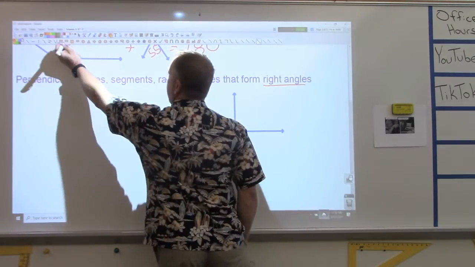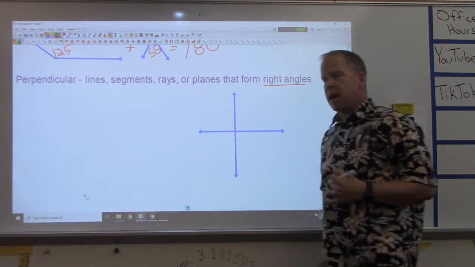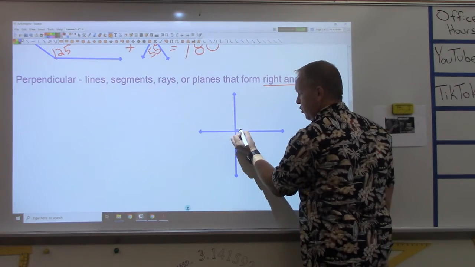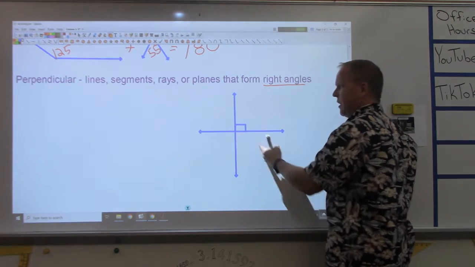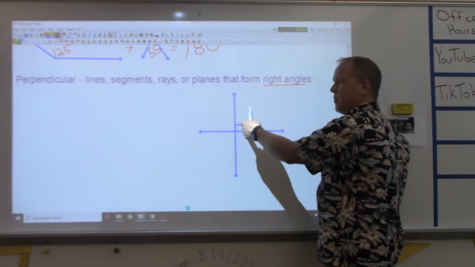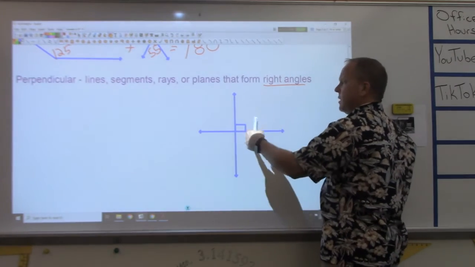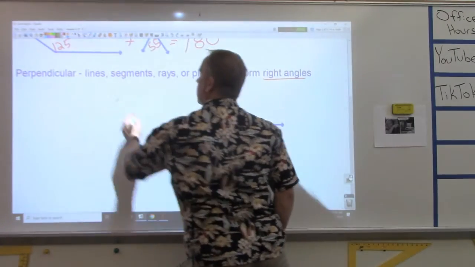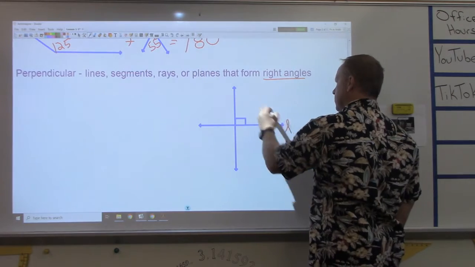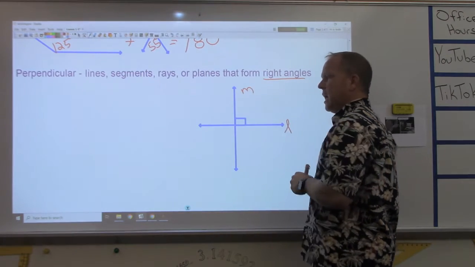Well, in order for me to know I have a right angle, they have to tell me I have a right angle, or again, they have to show you on the diagram with that little box in the corner. That means right angle. So now these lines are perpendicular. If I were to give them names, line L and line M.